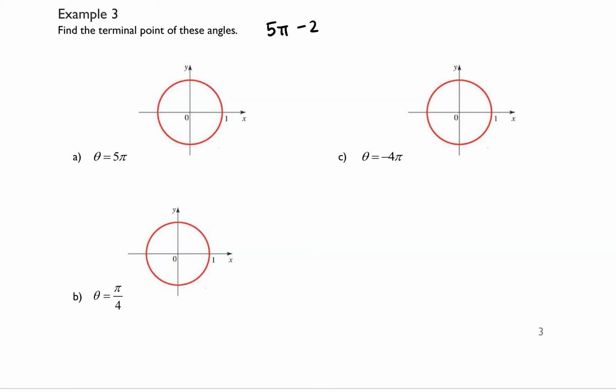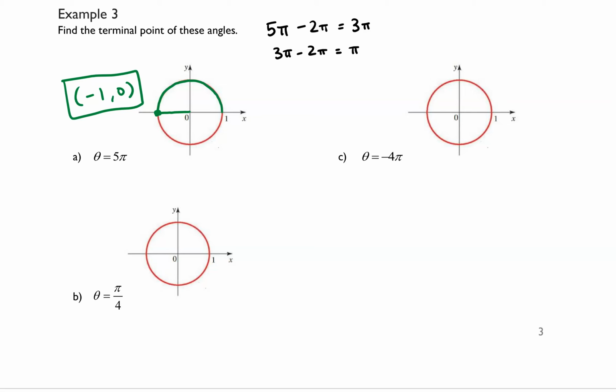So if I subtract off 2 pi, that leaves me with 3 pi, and I can subtract off another 2 pi, and that will leave me with pi. And so 5 pi and pi are coterminal angles, and pi is a little bit easier to work with. I know that pi is half of the circle, so that's going to end me up right here if I draw that. And we want to find the coordinates of that point that I've highlighted here. And the coordinates are going to be -1, 0.